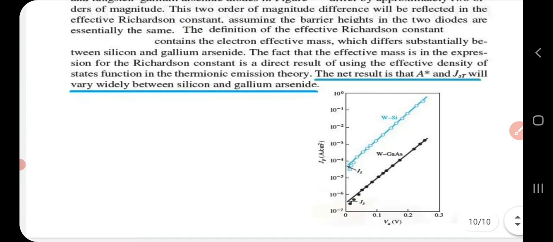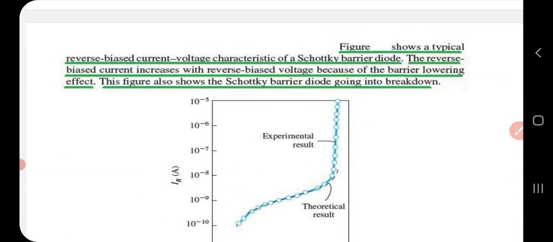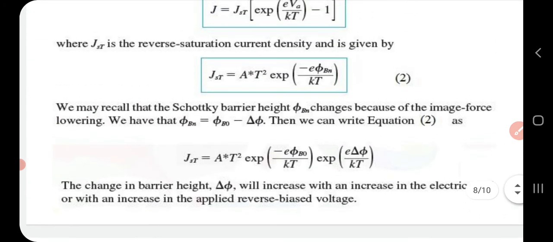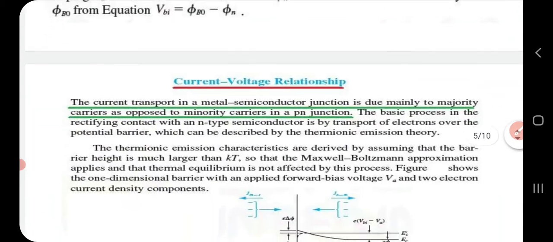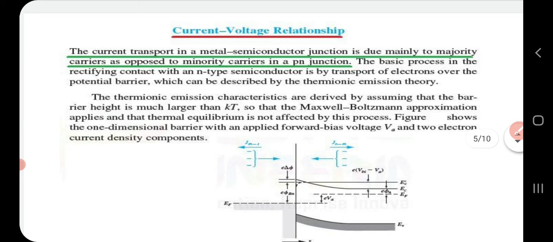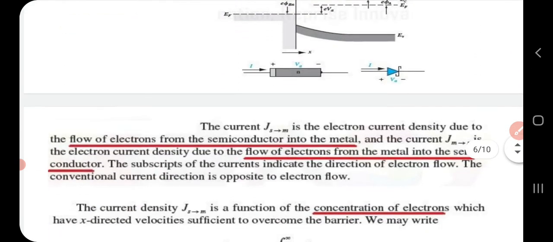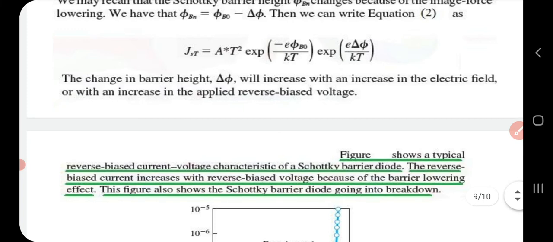Okay, no need of studying this slide. If you want, you can draw this graph, but up to this much is very important. That is, most probably you will be asked to discuss the current voltage relationship, or derive the expression for the Richardson constant, or anything like that. So you can write this slide, and all these slides you can write up to this much.